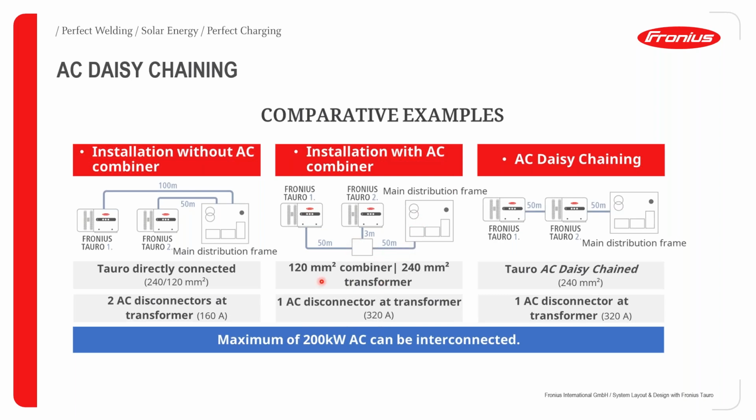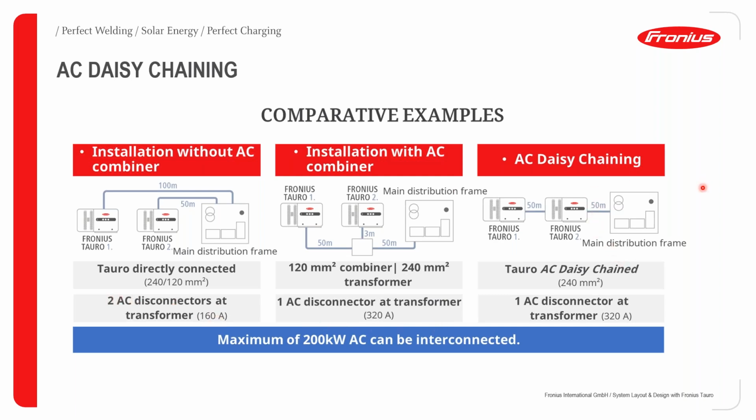In this example I'm using a 120 millimeters squared cable, because that cable is 120 millimeters squared and that cable is 120 millimeters squared. The output cable obviously will be 240 millimeters squared to the transformer. In this particular example, we only have one AC disconnector, located at the transformer. However, this AC disconnector is rated for 320 amps, compared to the previous one, which was 160 amps because we were using two.